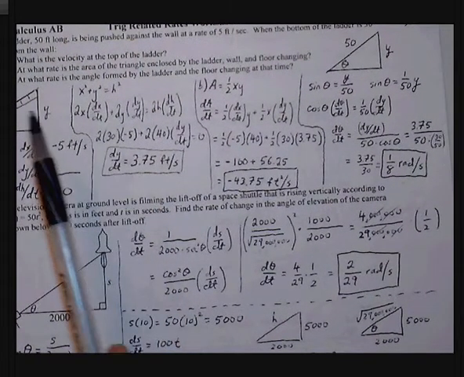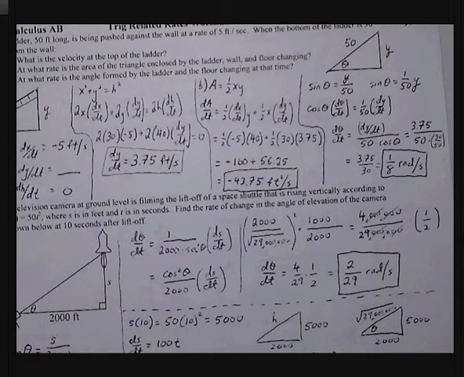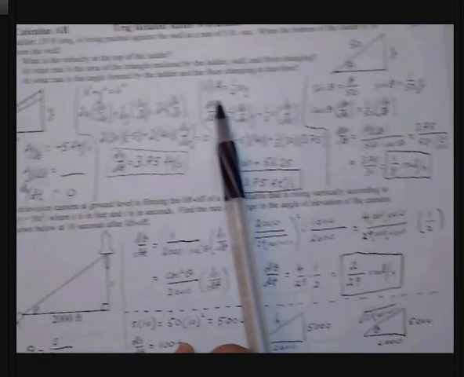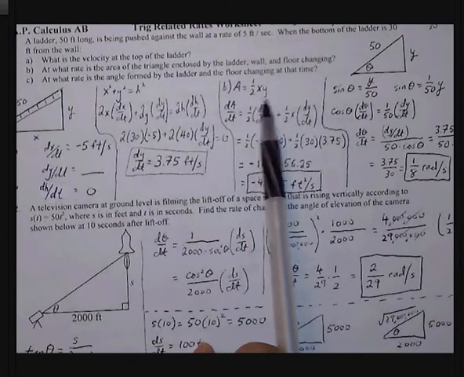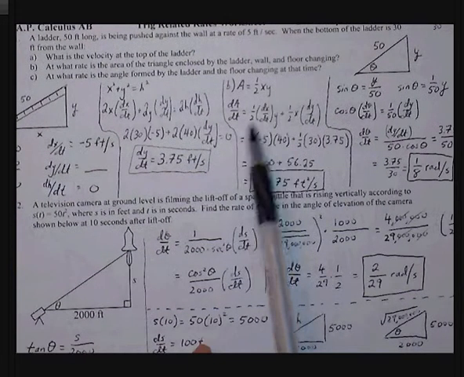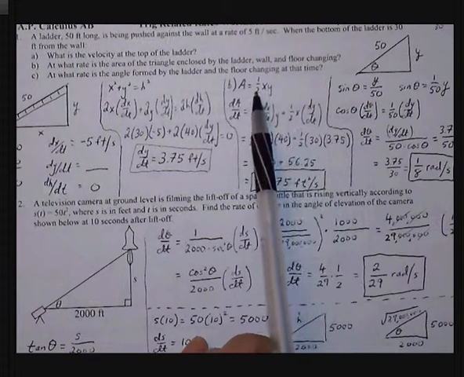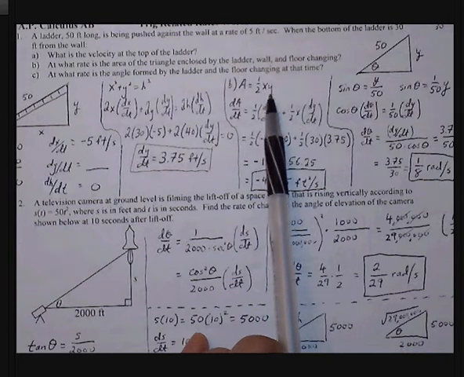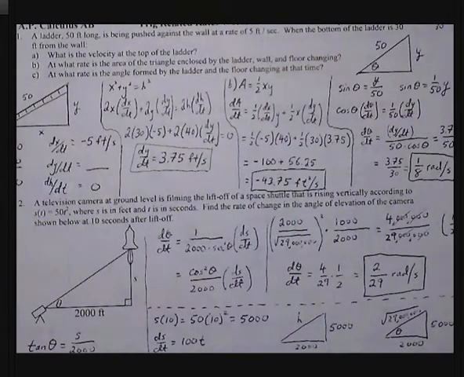Okay, part B. At what rate is the area of the triangle enclosed by the ladder, wall, and floor changing? So now the equation that relates the variables is area. Area of a triangle is 1/2 base times height, and the base is represented by x, the height is represented by y. And if we want to find a derivative, we've got to go through product rule, right? I'm going to treat 1/2 x as my first function and y as my second function. So product rule, we can use f prime g plus f g prime.